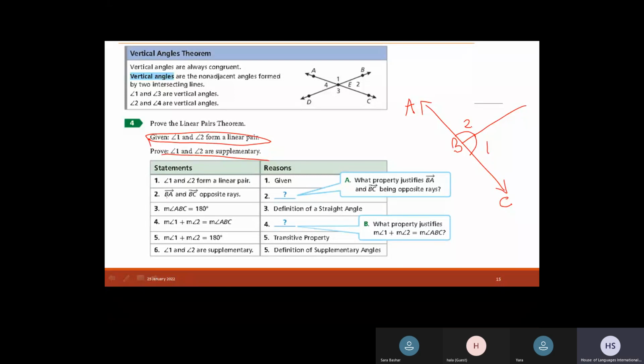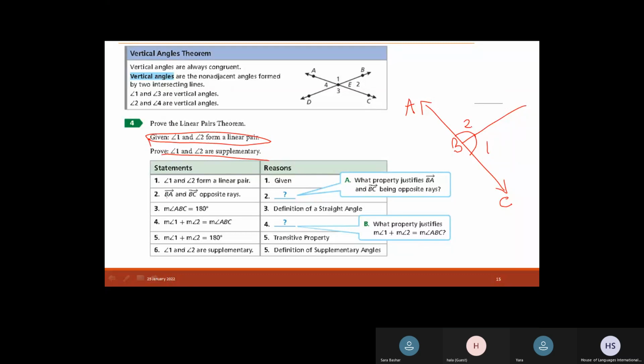I want to prove that. If we add them, they are 180. This is the meaning of proof. Show me how. This is given, and a linear pair. Show me that they are supplementary. I want to prove the theorem. Okay, we know that's 180, but how? Tell me how. And the second statement, they told me that BA and BC are opposite rays.